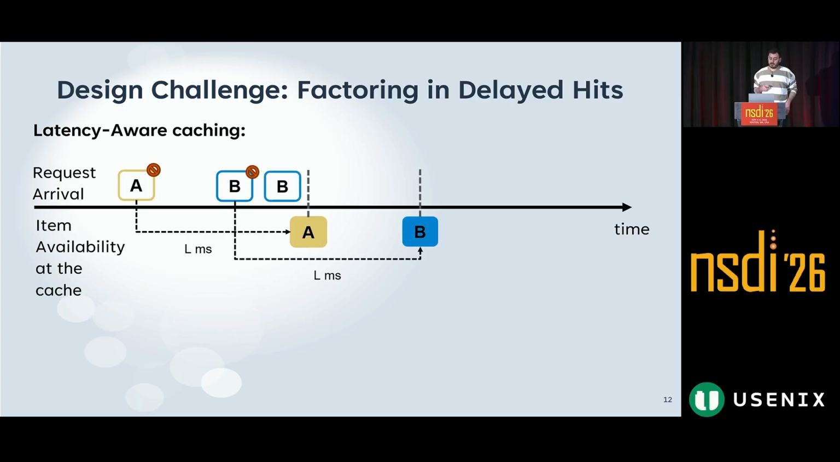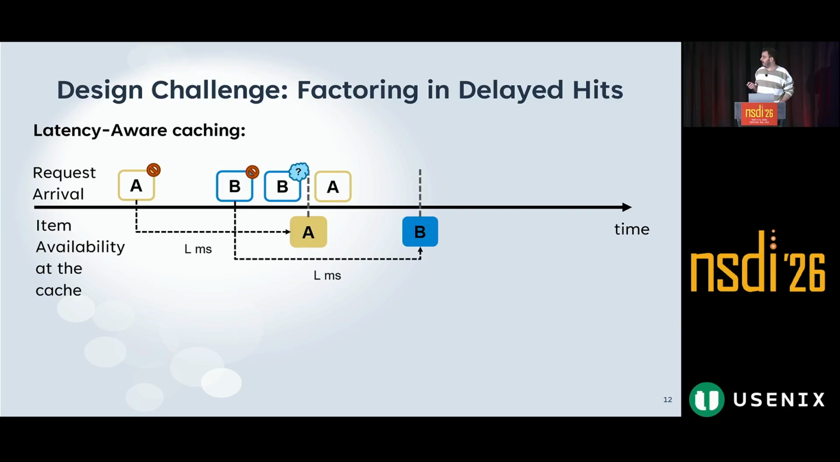And when we are looking at the following request for B, it arrives while B is still in transit, which means that I cannot serve it from the cache. So it's not a cache hit. But it's not exactly a cache miss because it's in transit. I'm fetching it. I'm not going to pay the full price for this request. So this is called a delayed hit. It's not a miss. It's not a hit. It's something in between.